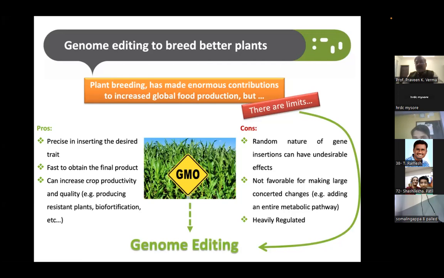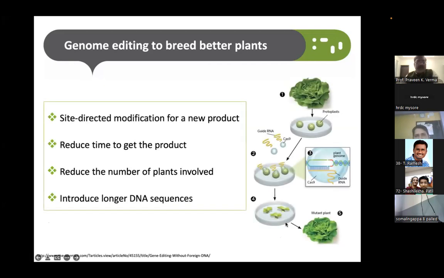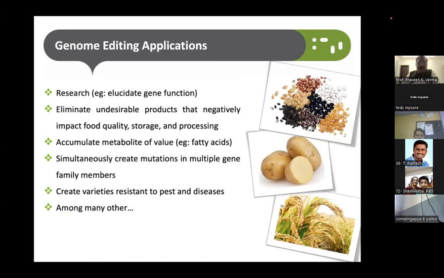So now it's what we call a new era where genome editing is important for breeding plants in a very precise manner. So these are site-directed modifications for new products, reducing the time to get the product, reducing the number of plants involved, and also introducing longer DNA sequences into the plants. So these are some of the important things that you can get in genome edited plants.